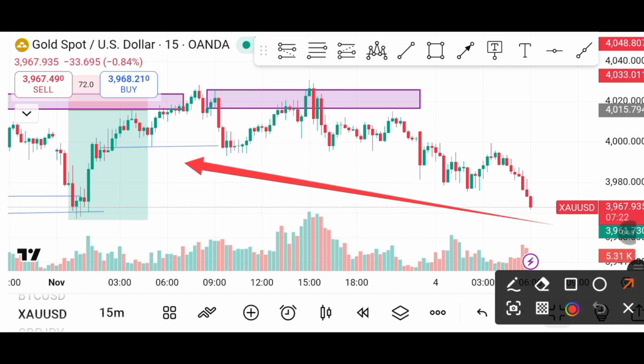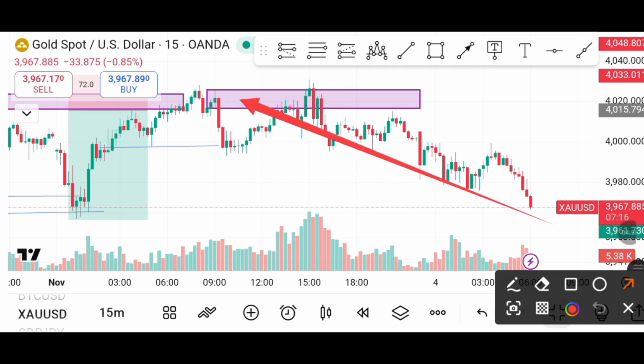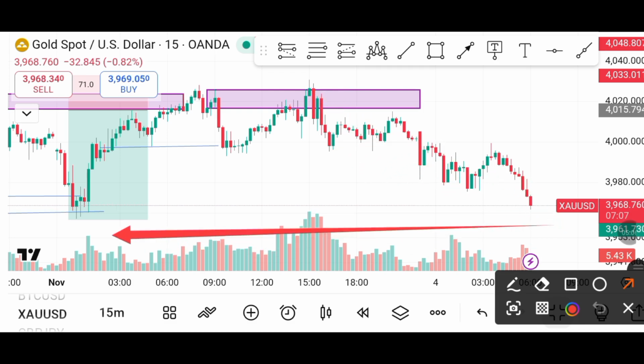You can see this breakout structure gives us confidence that price is still bearish, and I was able to mark out this zone as well where I was expecting price to reverse back and react to, which price actually did, and then you can see the massive push to the downside.